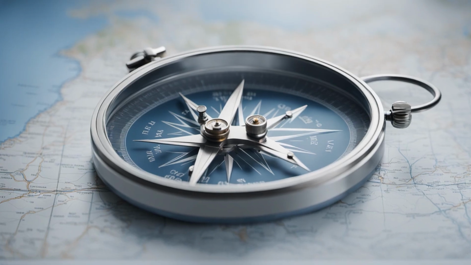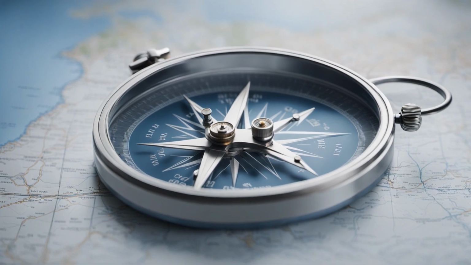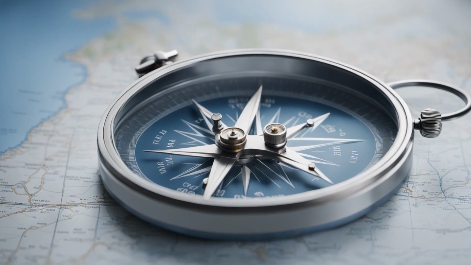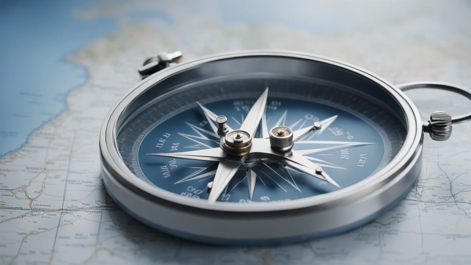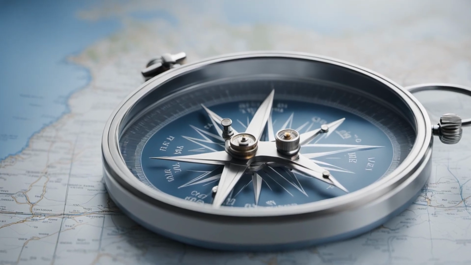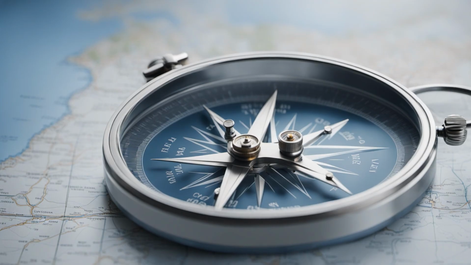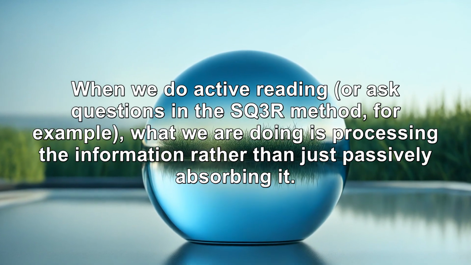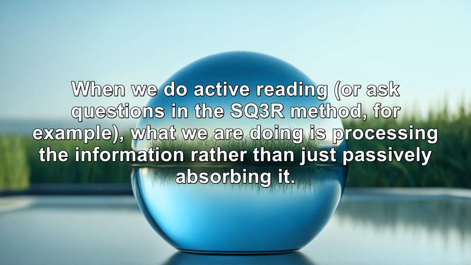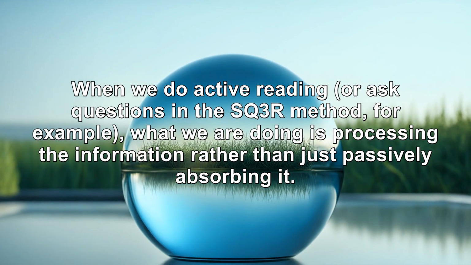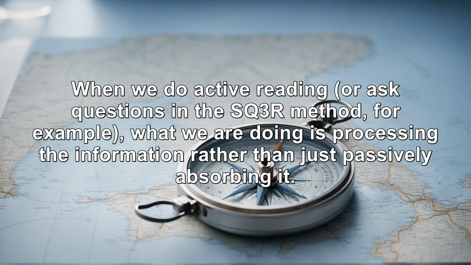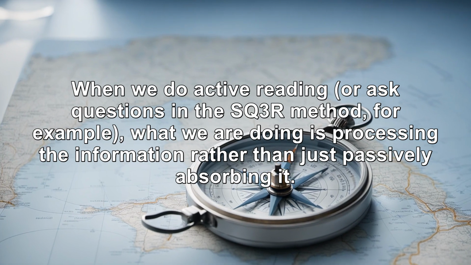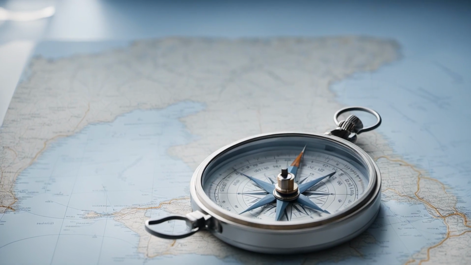As you can see, there's nothing magical about the numbers 3, 2, and 1. You could put them in any order and focus on any ideas, topics, or themes you wanted to. The usefulness of this technique lies in the fact that it forces autonomous engagement with what you're reading. When we do active reading, or ask questions in the SQ3R method, for example, what we're doing is processing the information rather than just passively absorbing it. Because of this method's simplicity, it's great to combine with other study techniques. Here are some ideas, for example.